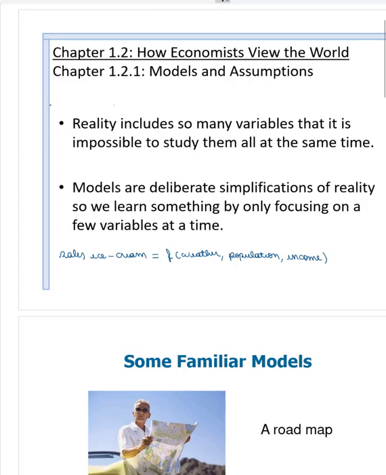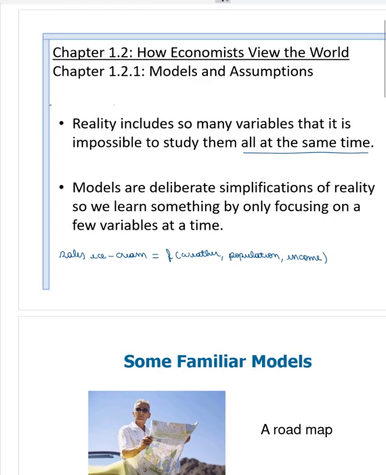Reality includes so many variables that it's impossible to study them all at the same time. Models are deliberate simplifications of reality, so you learn something by only focusing on a few variables at a time.